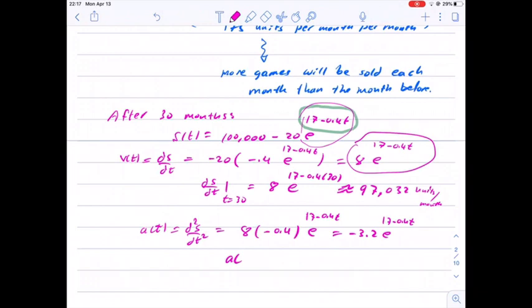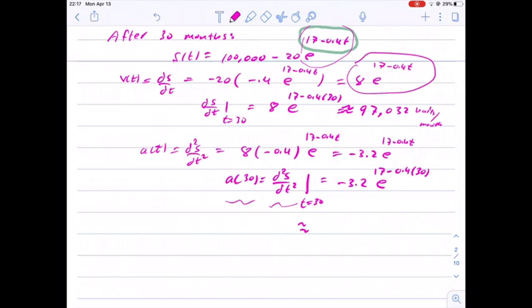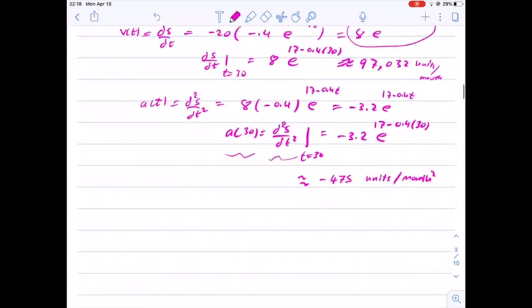And then we evaluate the acceleration at time 30. So this is d squared s over dt squared at t equals 30. You can use any one of those two notations. You don't have to write both notations here. So negative 3.2 e to 17 minus 0.4 times 30, and using the calculator you find that this can be approximated by negative 475 units per month squared.